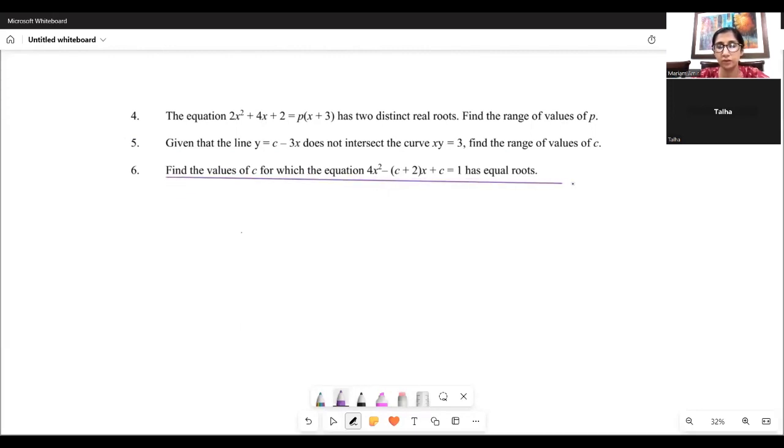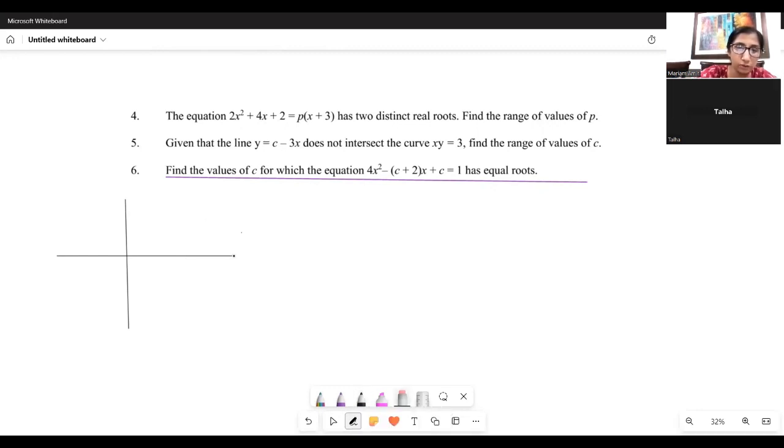Find the values of c for which equation 4x square minus c plus 2 times x plus c equals 1 has equal roots. Equal roots means two same roots. B square minus 4ac is equal to 0. Yes, exactly. When a quadratic equation has equal roots, it means that there is only one repeated root. One root which is written twice, called repeated roots.